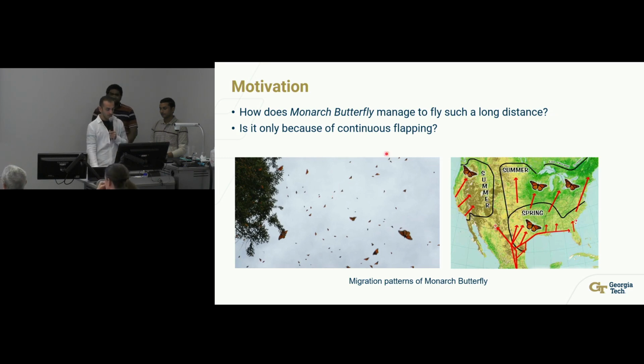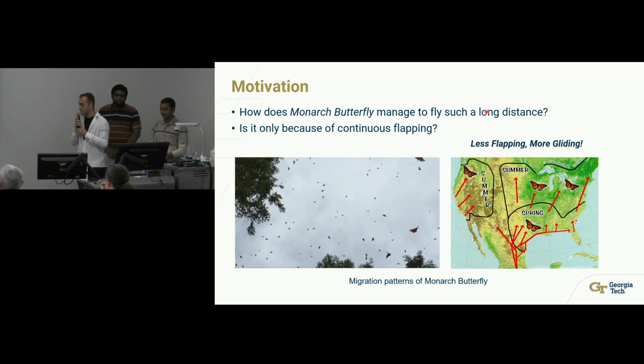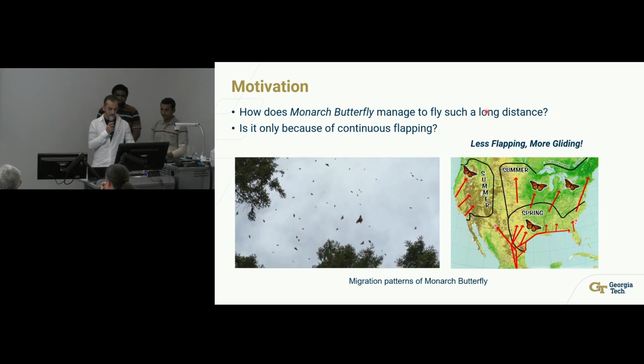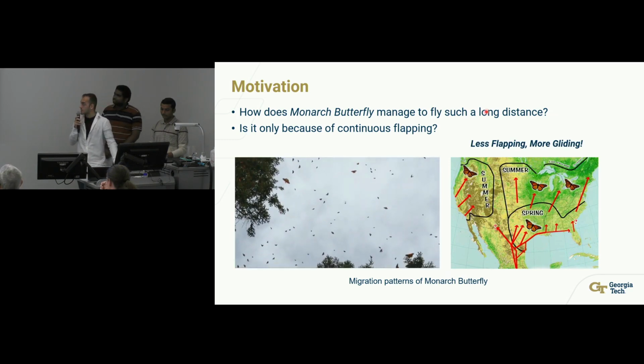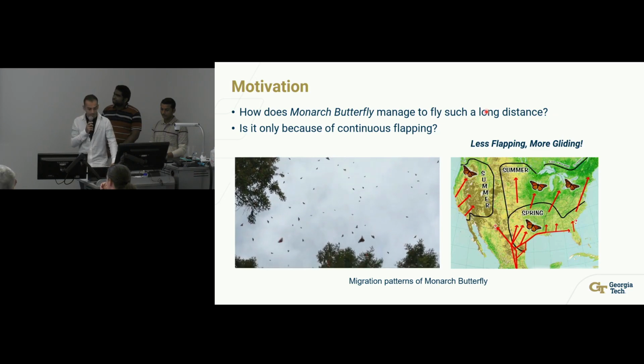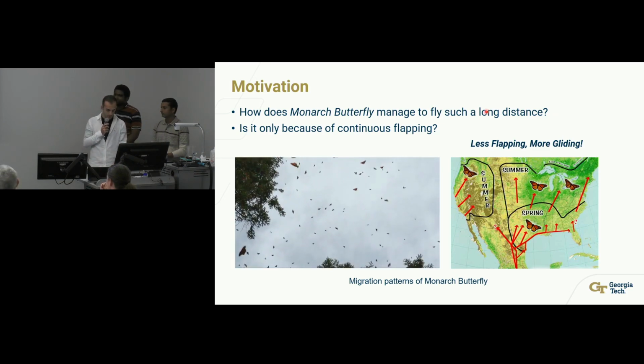Do you think that they could travel that long distances because of only flapping, or are there any other mechanisms which make them able to fly that long distances? And the answer is less flapping, more gliding. What this means is, as you can also see in this video, rather than flapping a lot, they like gliding. And they can do this because of the unique wing structure.